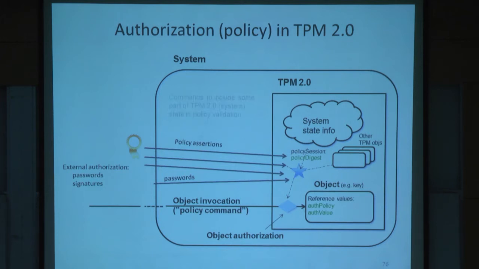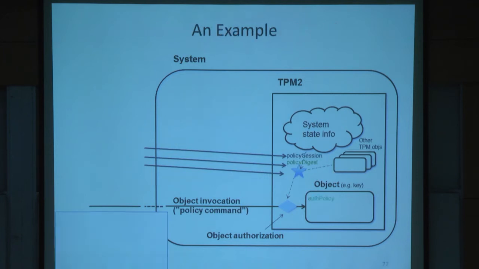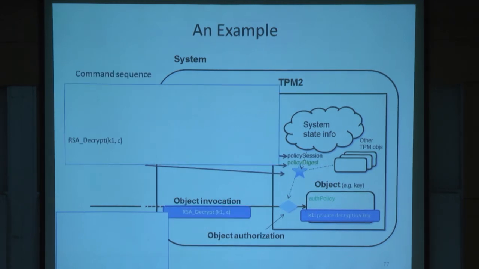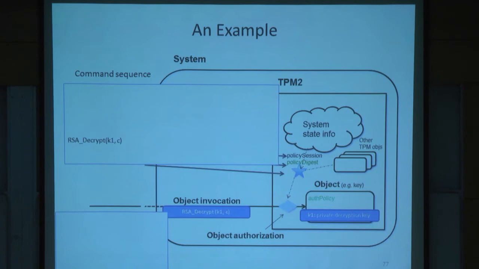So let me illustrate this by an example. Let's say that we have an object that's a key. It's a private decryption key. And the way the operating system side would access this is by issuing a policy command. Let's say the policy command is RSA decrypt that identifies the key. This is not the key itself, but a handle to the key. And then it gives some ciphertext.